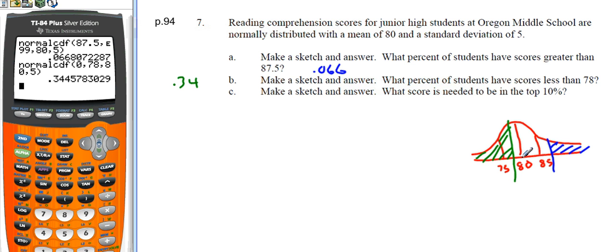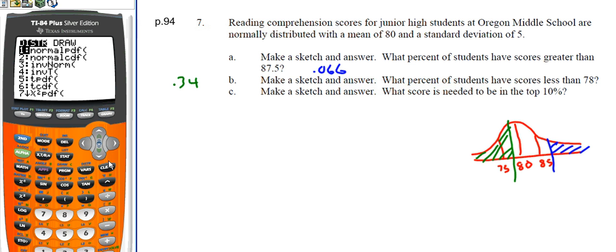Well, 80 gets you at 50%. 85 probably isn't quite it. We want to know what score we'd have to be on the scale so that 10% shaded in. Now, our calculator will do that for us as well, but it's not the normal CDF command, it's inverse normal. We use inverse normal if we know a percentage.